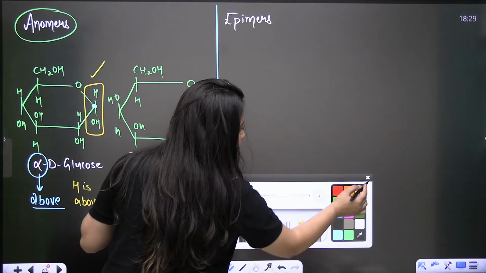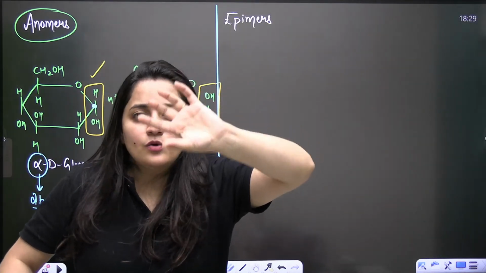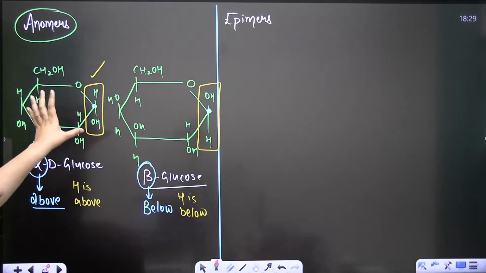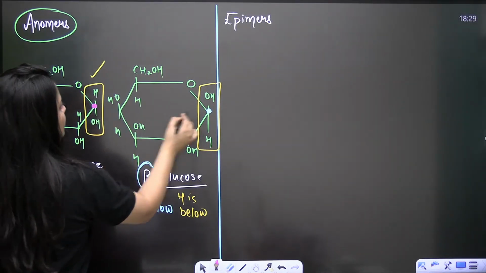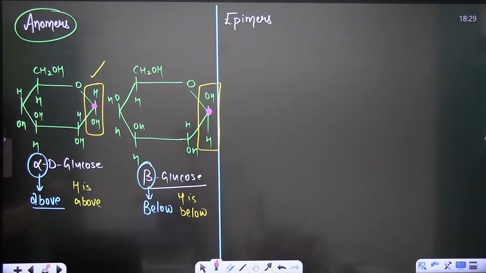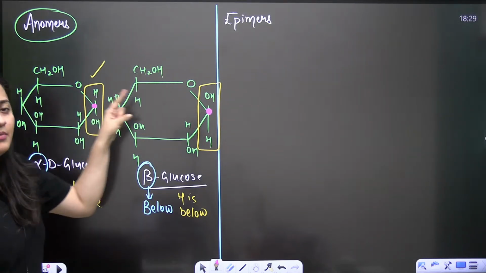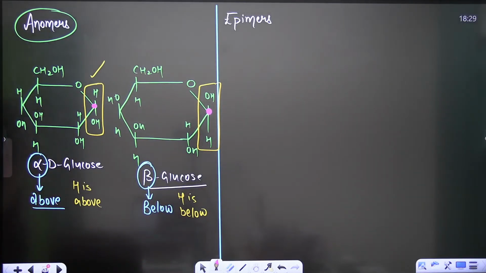In the case of anomers, you will see that the H and OH position will be changed at only one carbon, and that is your carbon number 1. So these are the anomers. The position of H and OH will be changed on carbon number 1 only. This is what the anomers are.